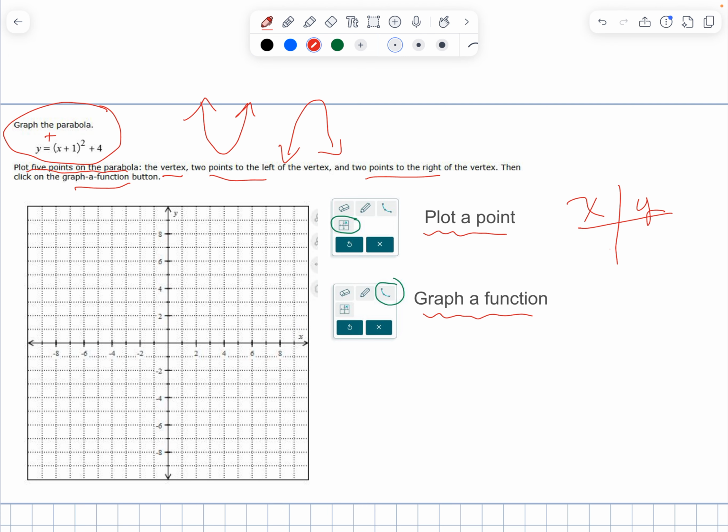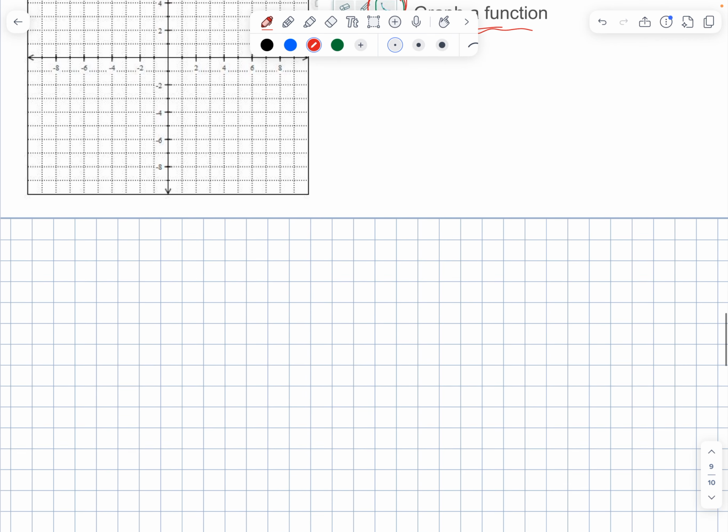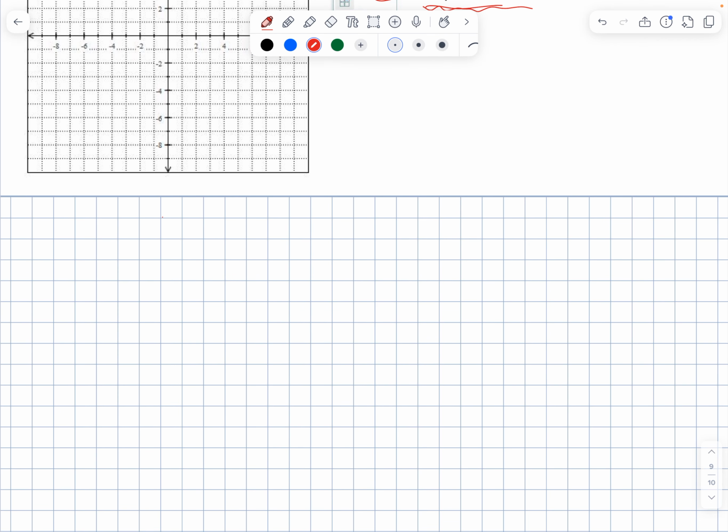And what you're going to do is we're going to find the vertex first. I'll show you how to find that. This is actually written in vertex form, which is great. And then we're going to find 2 points to the left, 2 points to the right. You'll use the plot a point function to put your points in. Once you have your 5 points in, then you'll click on this little curved feature here, and it will graph those points that you actually already put on. All right, so we're going to make a little table. So first we're going to find the vertex first.